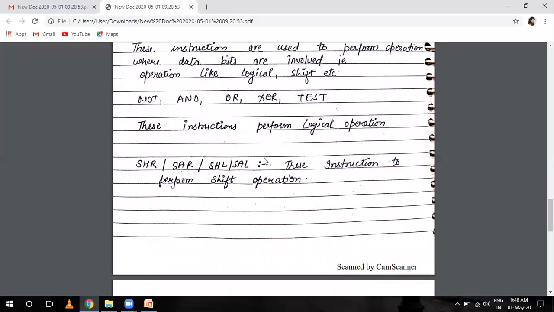SHR, SAR, SHL, SAL. SHR shifts the bits of a byte towards the right. SAR shifts the bits of a byte towards the right and copies the old MSB into the new MSB. Next is SHL or SAL. These are used to shift bits of a byte or word towards the left and put 0 in the LSB. So these are the logical and shift operations.